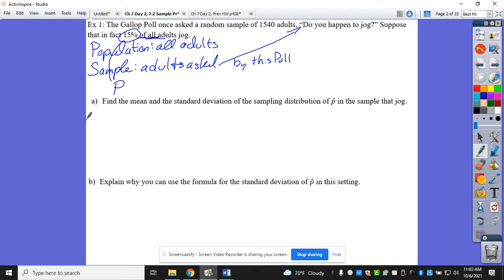So find the mean and standard deviation. First the mean. This is the sampling distribution of p hat. So what is my symbol for the mean of the sampling distribution of p hat? Mu of p hat. Well, I know that mu of p hat equals what? P, and what do I know that p is? 0.15.